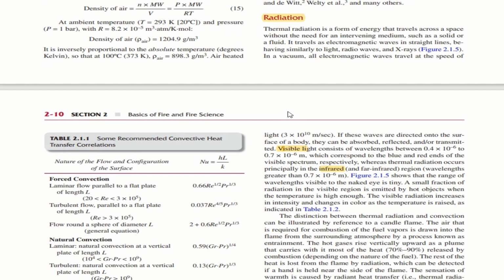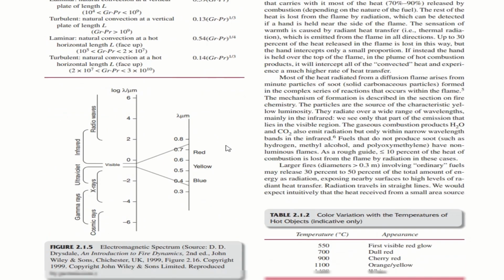Radiation, visible light consists of wavelengths between 0.4 into 10 power minus 6 to 0.7 into 10 power minus 6 meter, which correspond to the blue and red ends of the visible spectrum respectively, whereas thermal radiation occurs principally in the infrared region. So this is an important point.